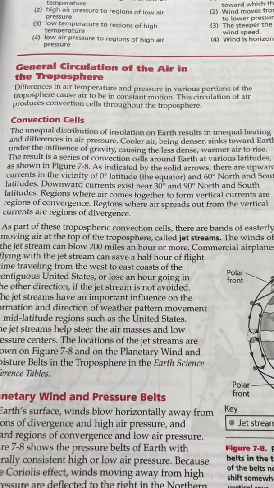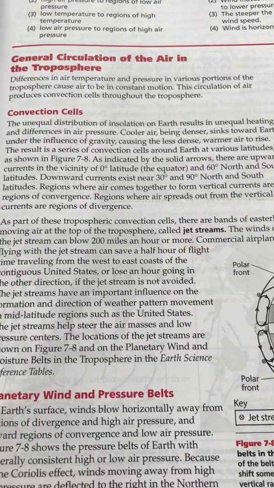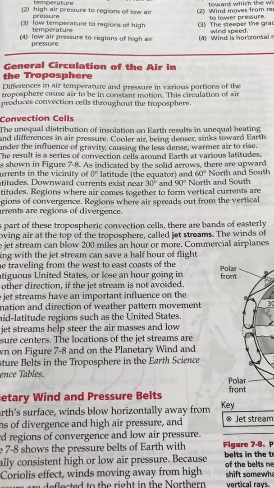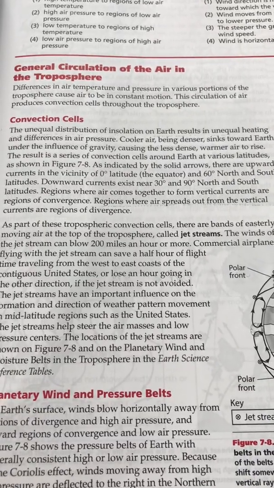General circulation of the air in the troposphere. Differences in air temperature and pressure in various portions of the troposphere cause air to be in constant motion. This circulation of air produces convection cells throughout the troposphere.